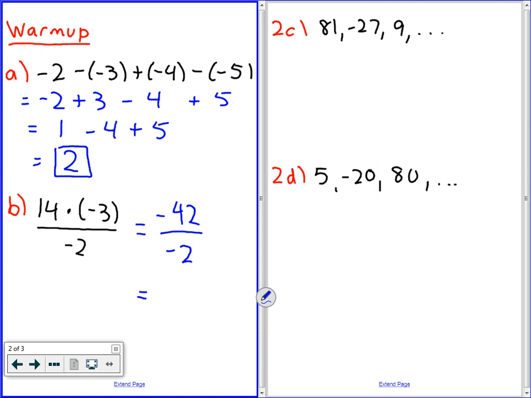Now, 42 divided by 2. This is a little bit trickier. Well, what's 40 divided by 2? 20, and 2 divided by 2 is 1. So it's 21. Okay. Does that make sense mostly for that?